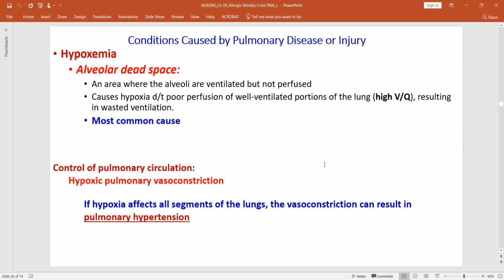Control of pulmonary circulation. So we have hypoxic pulmonary vasoconstriction, caused usually by low alveolar PaO2. Blood is shunted to other well-ventilated portions of the lungs, providing better ventilation and perfusion matching, which is the VQ ratio. If the hypoxia affects all segments of the lungs, then the vasoconstriction can result in pulmonary hypertension.